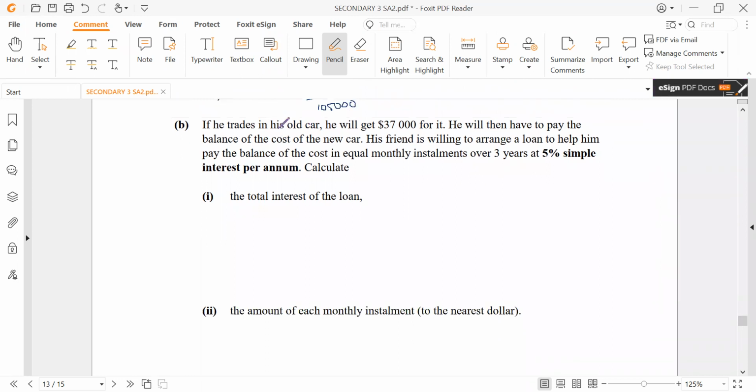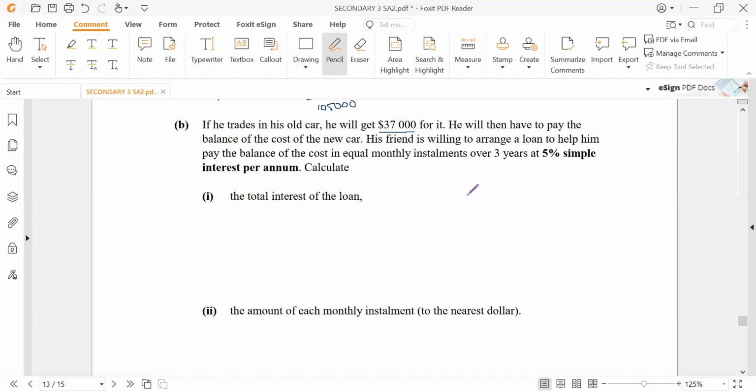If he trades in his old car, he will get $37,000. He will then have to pay the balance of the cost of the new car. His friend is willing to arrange a loan to help him pay the balance of the cost in equal monthly installments over 3 years at 5% simple interest per annum. So just now they mentioned that he has 2 methods to pay for the car. The first method was to pay by cash. He will get a discount.